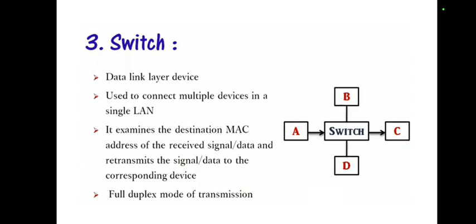Let's know what is a switch. A switch is used in the data link layer, and it also connects multiple devices using a single LAN, and it examines where it should send the message. Using the MAC address, it will check the address of the received message. For example, if D is sending, the switch checks the MAC address and then sends the message to that particular device alone, not to all. So here full duplex mode of transmission is happening. The switch's job is to retransmit the signal whichever it is receiving.